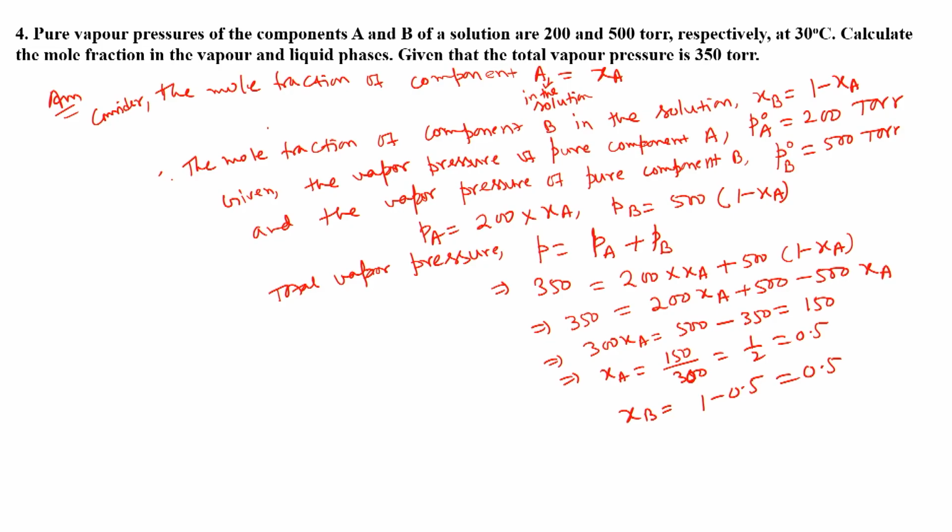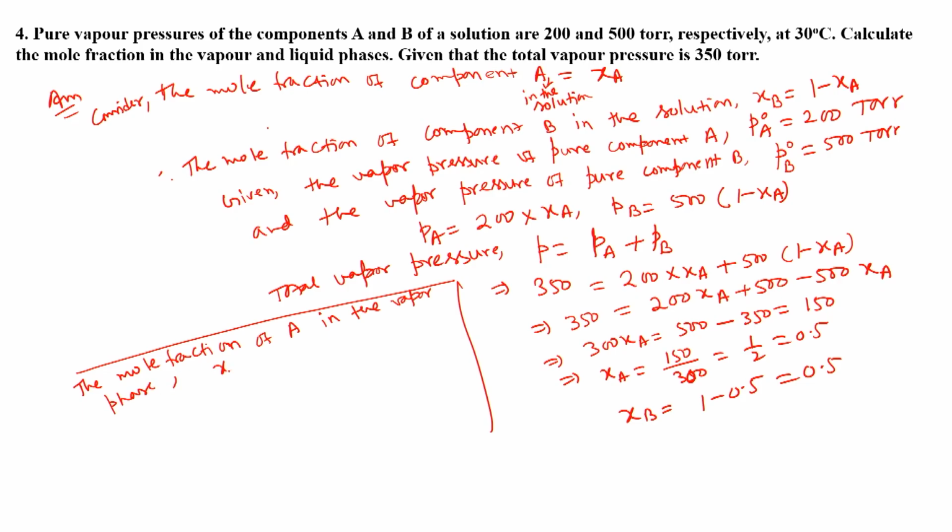But in the vapor phase also we need to calculate the mole fractions of A and B. So, the mole fraction of A in the vapor phase, if we say this is XA vapor, is PA by P. So, the value of PA is 200 times XA, XA is 0.5, by P, P is 350. So, 100 by 350, we get 2 by 7.